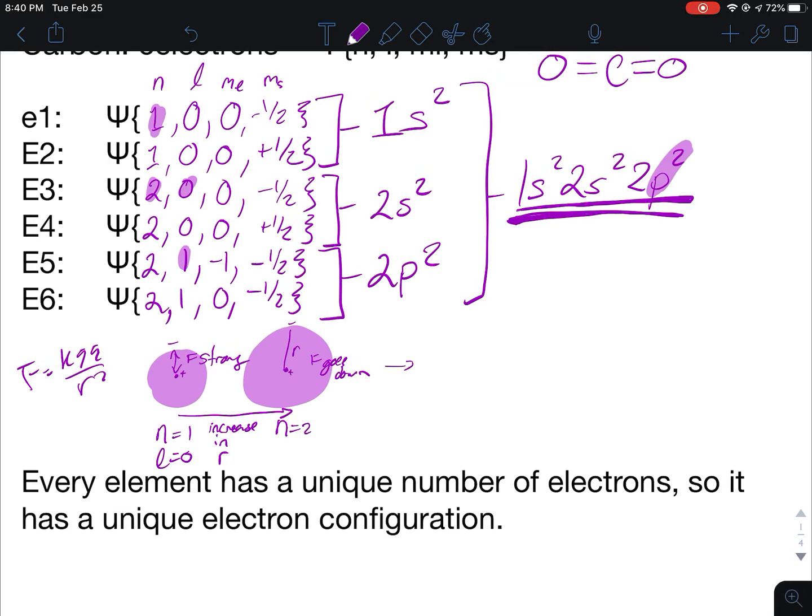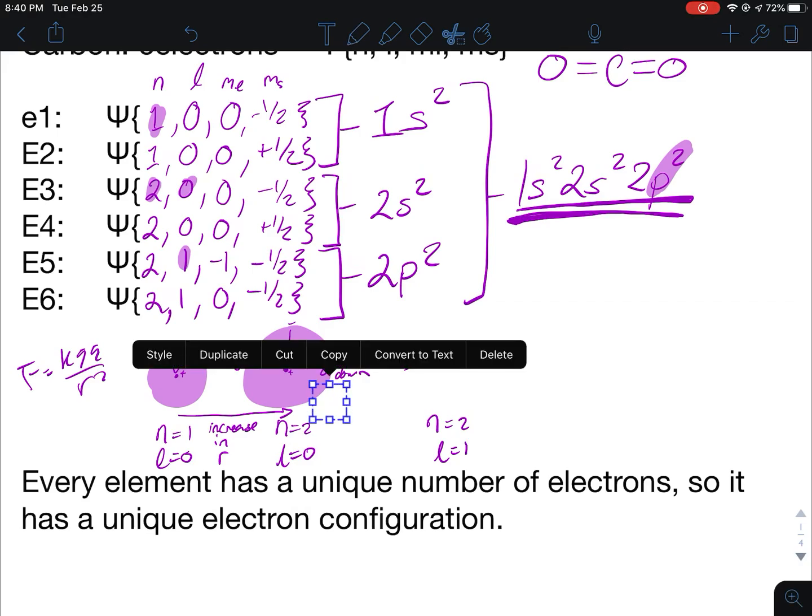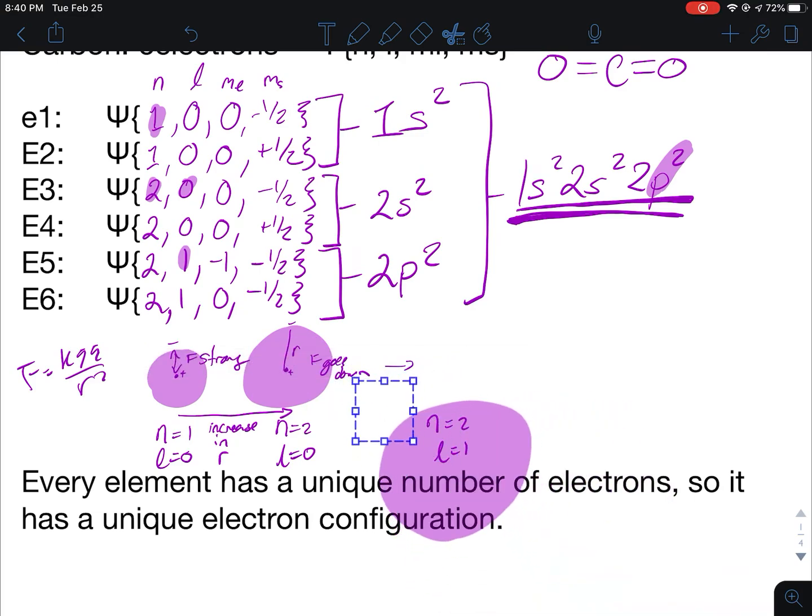If you go to the next example, where this is l equals 0, if you go to n equals 2, but l equals 1, then I actually have to be a little bit careful, because what I'm going to do is take a duplicate and move this duplicate over.